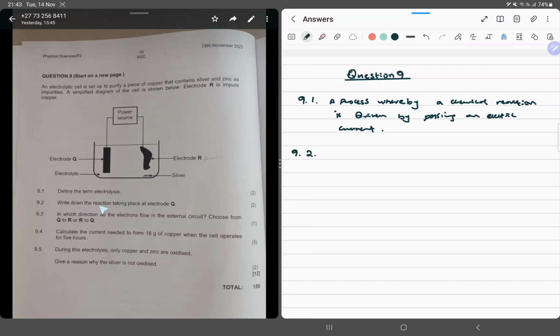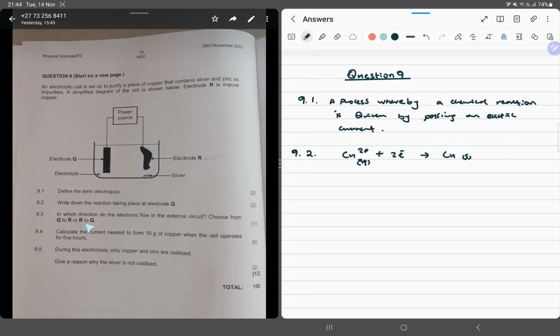All right, so write down the reaction taking place at electrode Q. Obviously, the reaction is the pure copper being deposited. So we know that the half reaction taking place there is going to be the copper ions from this solution accepting 2 electrons. This is usually the copper we work with because nobody suggested otherwise. So we're going to form copper, a solid, from the aqueous solution. This is the most likely reaction taking place here. Okay, so let's move on.